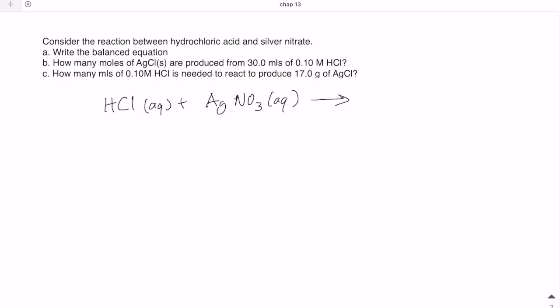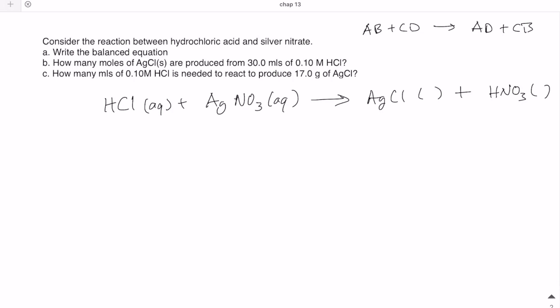Here is where you need to remember one of the other concepts we've talked about, which is the types of reactions. And when you have this kind of reaction, this is a double displacement reaction where you have the pattern of AB plus CD forming AD plus CB. And so we're swapping the cations in this case. So that's what we will do. We would get AgCl and HNO3.